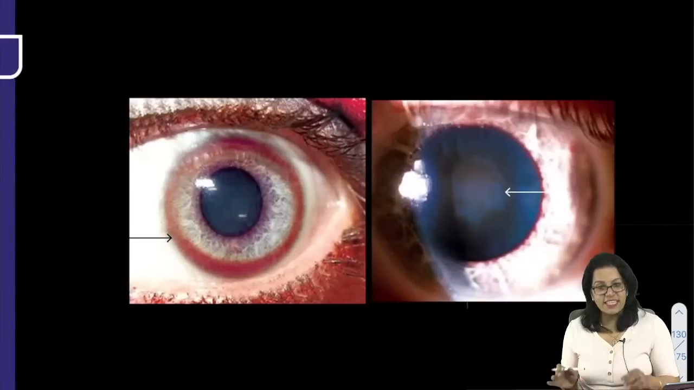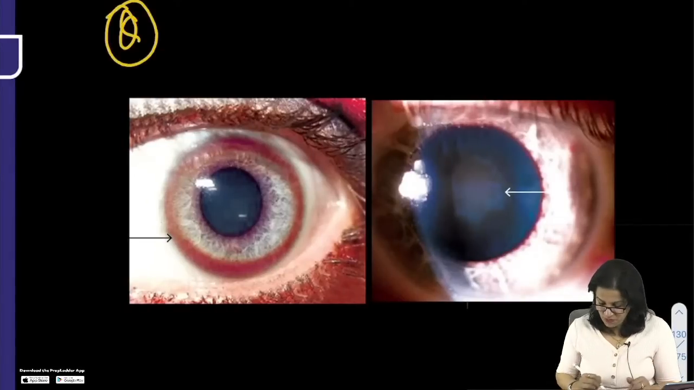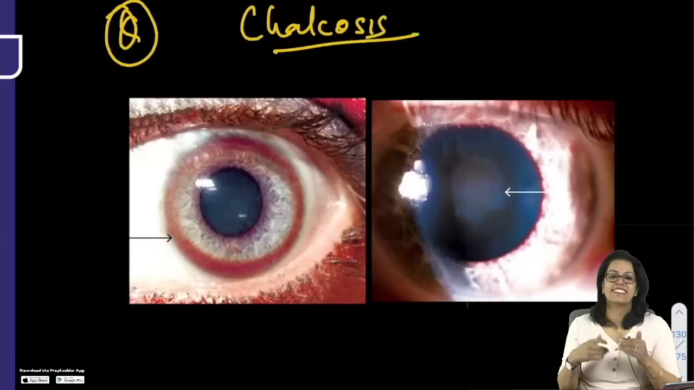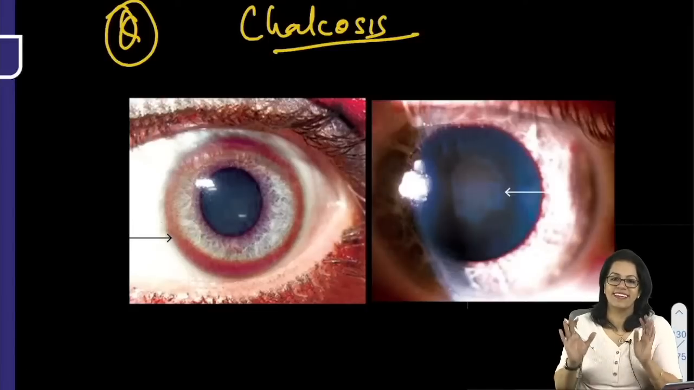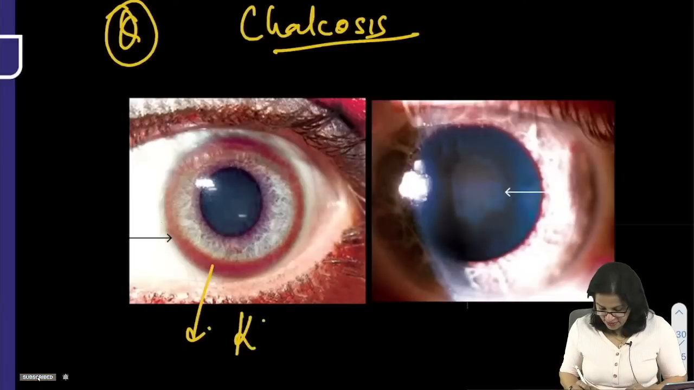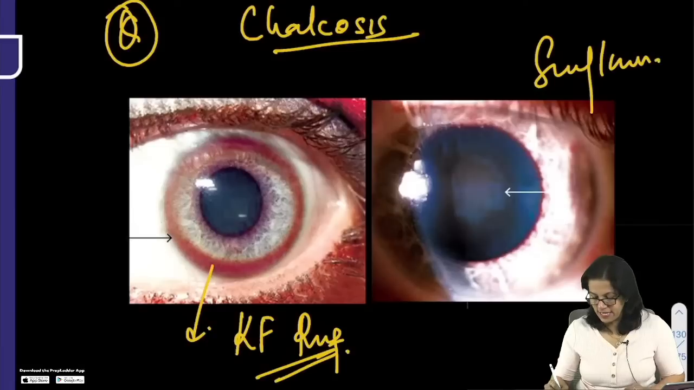What is this? This has again been an exam question, very important. We are talking about calcosis. Some people pronounce it as chalcosis. I prefer to call it calcosis, it's okay, both are correct. So what do you see here? It's a copper deposition, and this is your Kayser-Fleischer ring. And this is a sunflower cataract, Kayser-Fleischer ring and sunflower cataract.